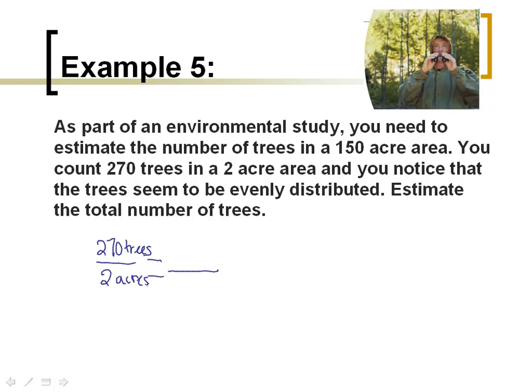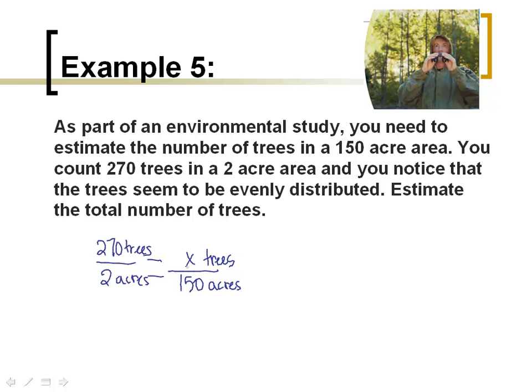Now on my other side, I want to make sure my units line up. Whenever you're writing proportions, you got to make sure units line up. So I need trees over acres. For my other side, it says I want to estimate the number of trees in a 150-acre area. So my 150 has to go with acres. I don't know how many trees there are, so I'm going to put x.